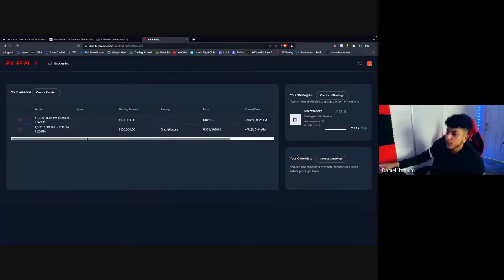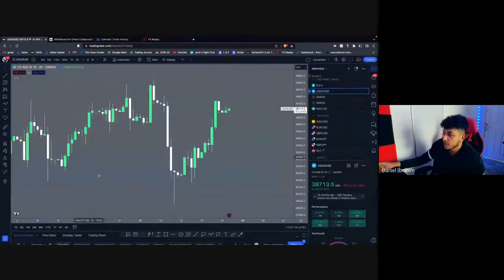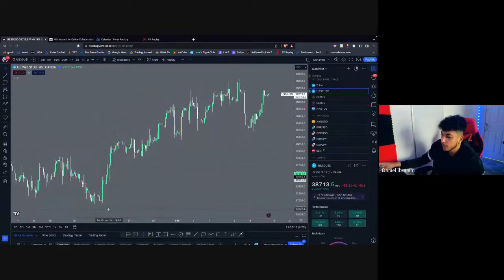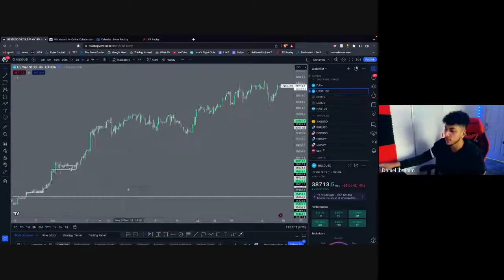So this is the software that we use for backtesting. It is a paid software, but they have a free trial. I recommend you buy it anyway. It's very useful. It's called FX Replay. It's essentially like TradingView, but just a little bit better. It can give you some more features that TradingView doesn't have.